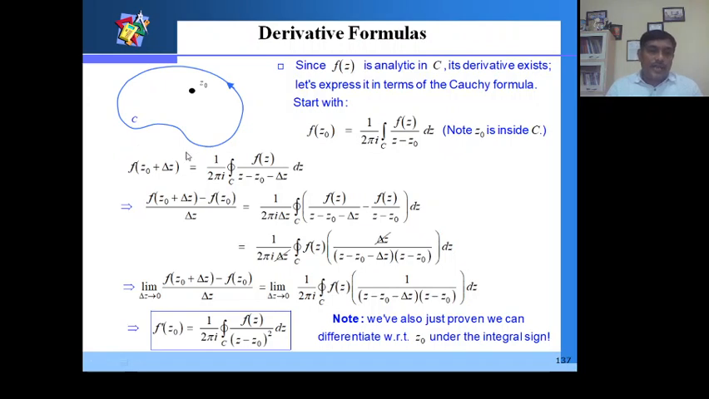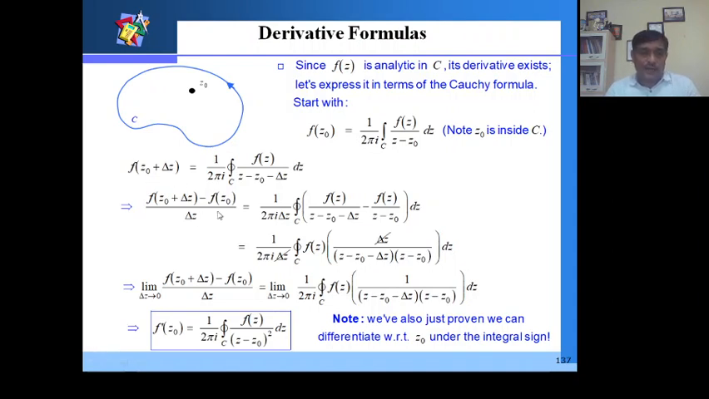Here, if you make an increment for this z naught, then it becomes z naught plus delta z. Here also z naught changes to z naught plus delta z, and here z naught changes to z minus z naught minus delta z. Then we can subtract these; we call that equation 1 and this equation 2, so equation 2 minus 1, divided by delta z.